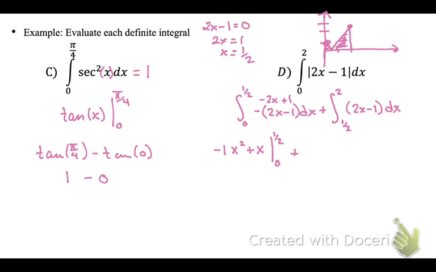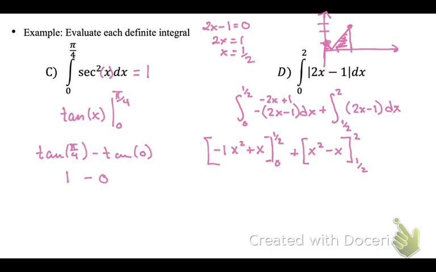Plus, we'll add 1 and divide, which would just be x squared minus x. And we probably should put square brackets around this because we have 2 of them, huh? And this one is from what? 1/2 to 2.